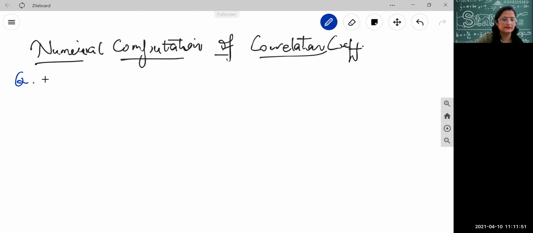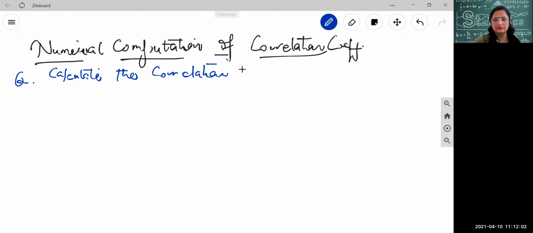The question is, calculate the correlation coefficient for the following data.